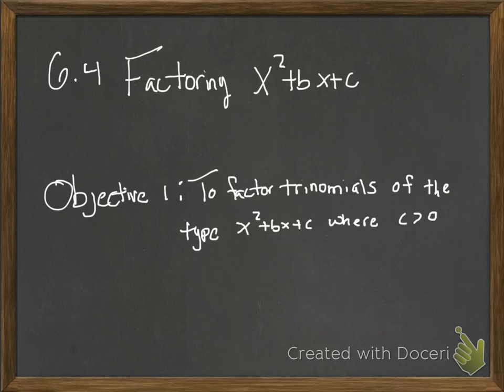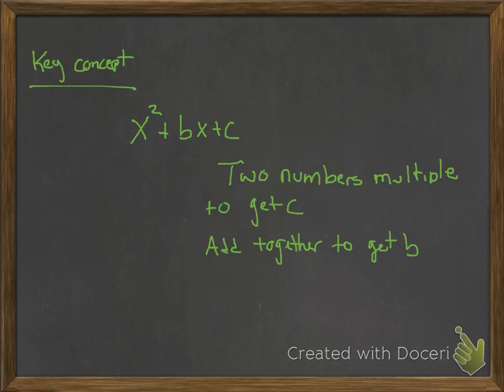6.4, factoring x squared plus bx plus c. So this is factoring when we have nothing that sits in front of that x squared. In our case, the first one that we're going to look at, this objective, is to factor trinomials of the type x squared plus bx plus c, where c is greater than 0, so that we have a positive or plus c at the end. We'll deal with when we have a negative c at the end in the next video.